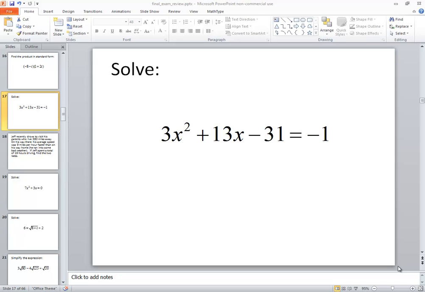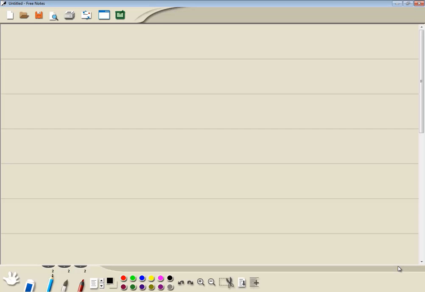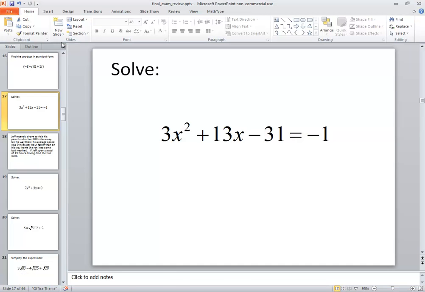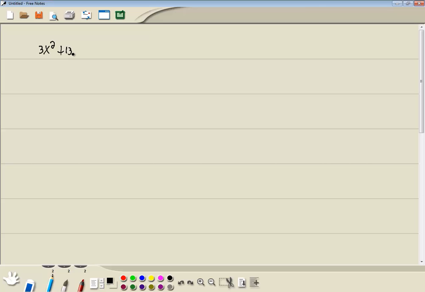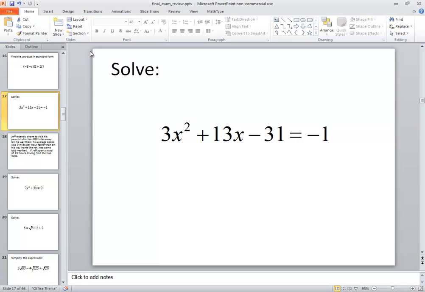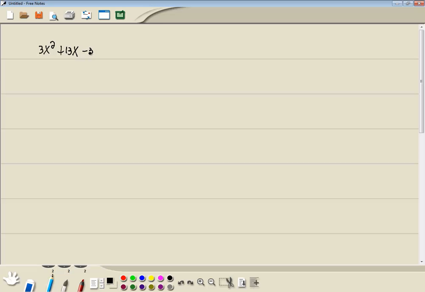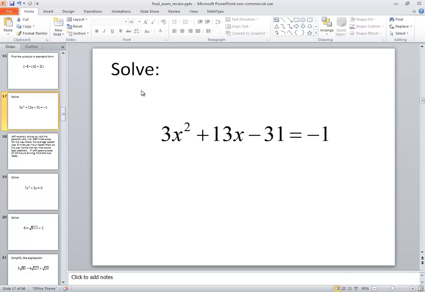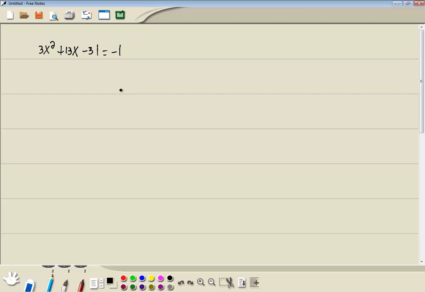Take a look at this problem. We got 3x squared plus 13x minus 31 equals negative 1. And the instructions are to solve it.